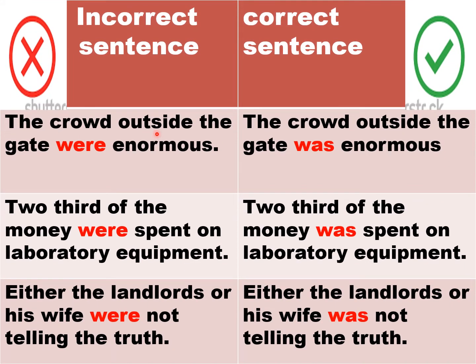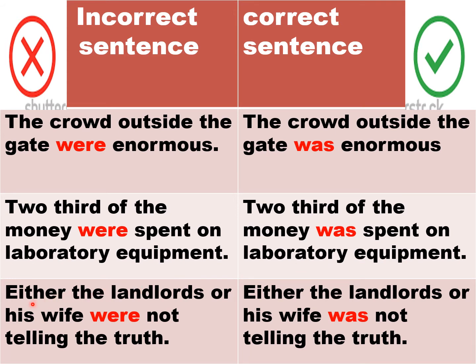The crowd outside the gate were enormous. The crowd is a single entity or single unit. It is singular, so a singular verb must be used. The crowd outside the gate was enormous. 2/3 of the money were spent on laboratory equipment. Money is singular, so a singular verb must be used. 2/3 of the money was spent on laboratory equipment.